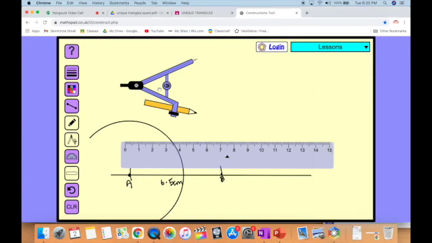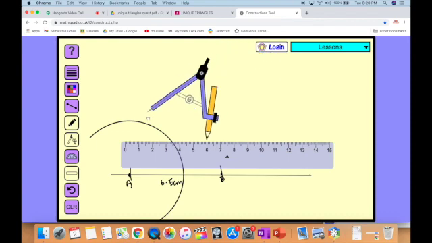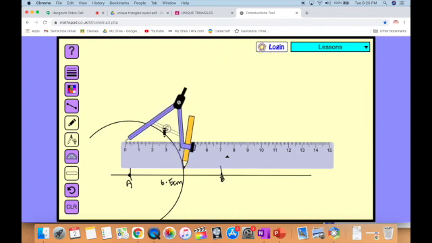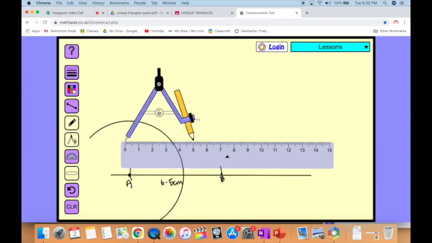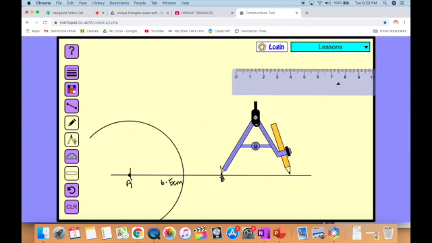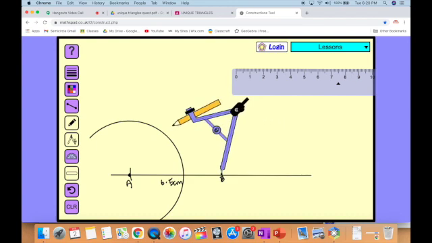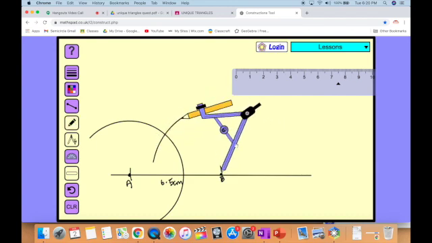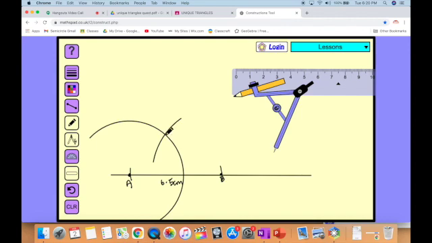Right? So let me measure 5 centimeters now, 0 to 5. So from point B, I'll draw a line with radius 5 centimeters. And you notice that where they cut, this point here is the point C. It will be 4 centimeters from A, and it will be 5 centimeters from B.